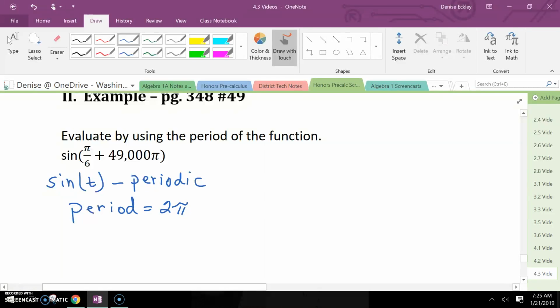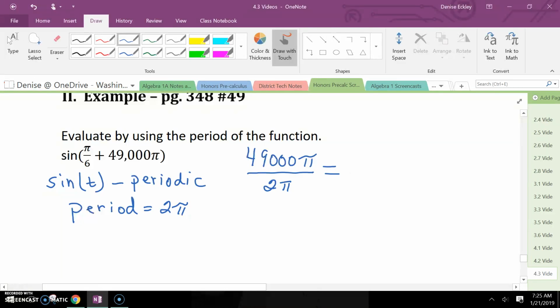Is that a full period? Is it part of a period? How far around do we wrap this angle, this number t, based on 49,000 pi? So what we need to find out is 49,000 pi, or whatever the value you're given there, how is it related to 2 pi or the period?